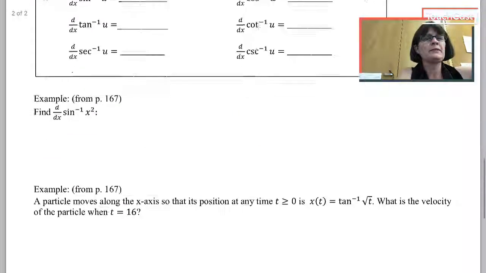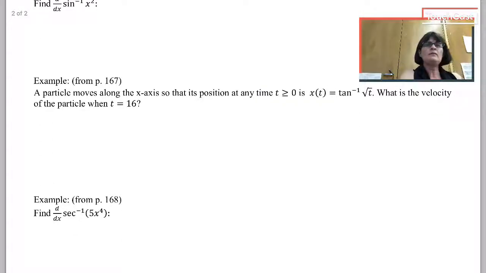And then one more example here. Oh, 2 more examples. I'll do another video.